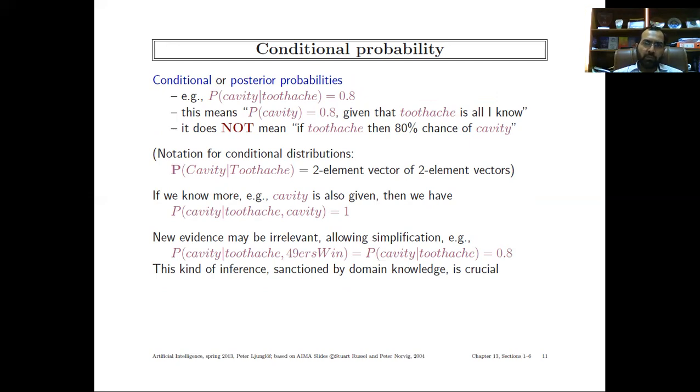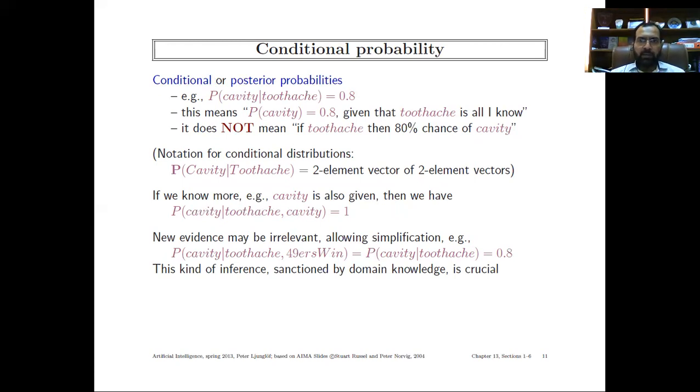Now, when we talk about conditional probabilities, as I told you earlier, these are called posterior probabilities. Posterior probabilities are actually conditional probabilities. How do you explain the posterior probability? The probability of cavity given toothache is equal to 0.8. This means the probability of cavity is 0.8 given that the toothache is all I know. So if you know the occurrence of one event and then you want to determine the other event, then you use the conditional probability or the posterior probability. It does not mean if toothache, then 80% chance of cavity. No, this is not what we can interpret out of it.